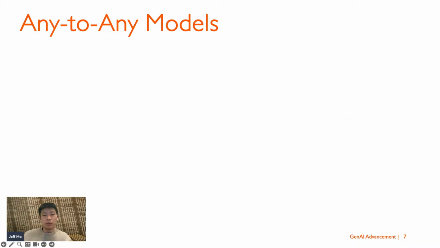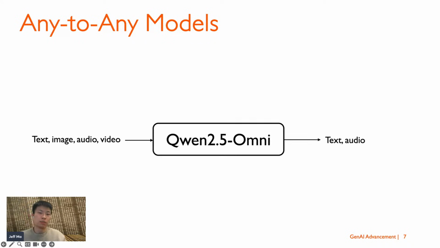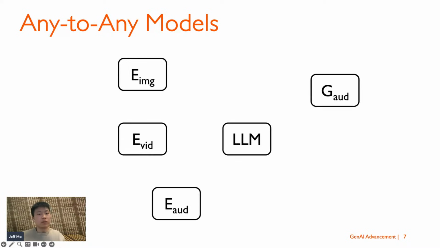Given the various input modalities and output modalities of these models, we call these models any-to-any models. What do these models look like? Well, I will use Qwen 2.5 Omni as an example, which supports text, image, audio, and video as input, and outputs text or audio. As you might have guessed, we have different encoders for different input modalities.